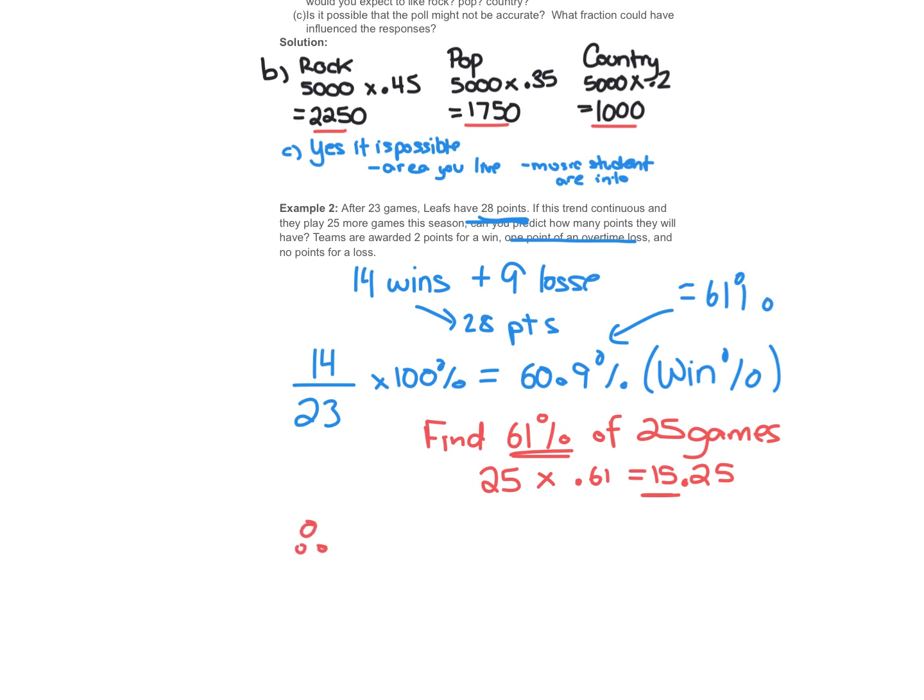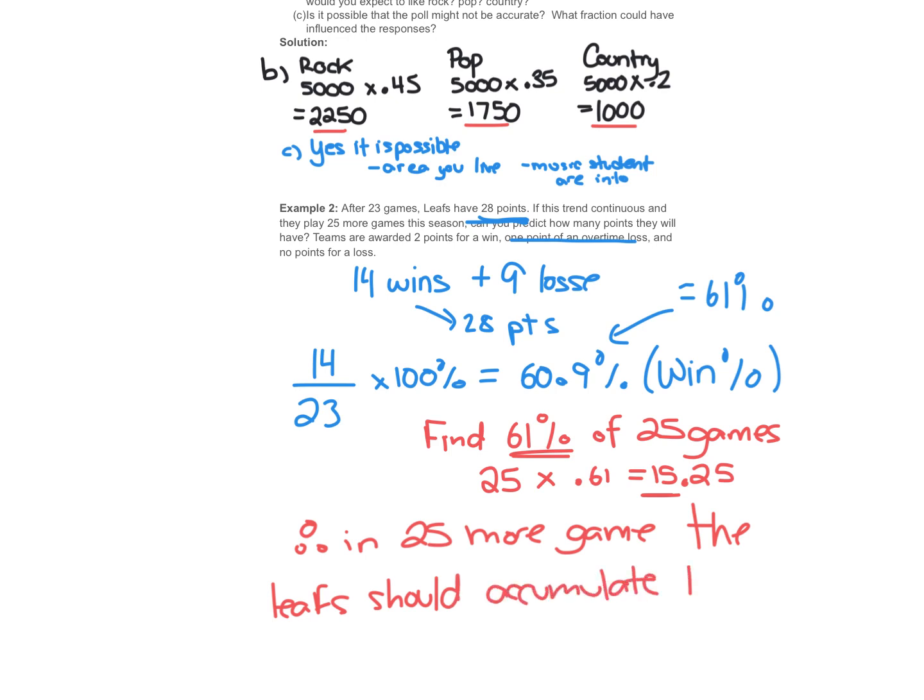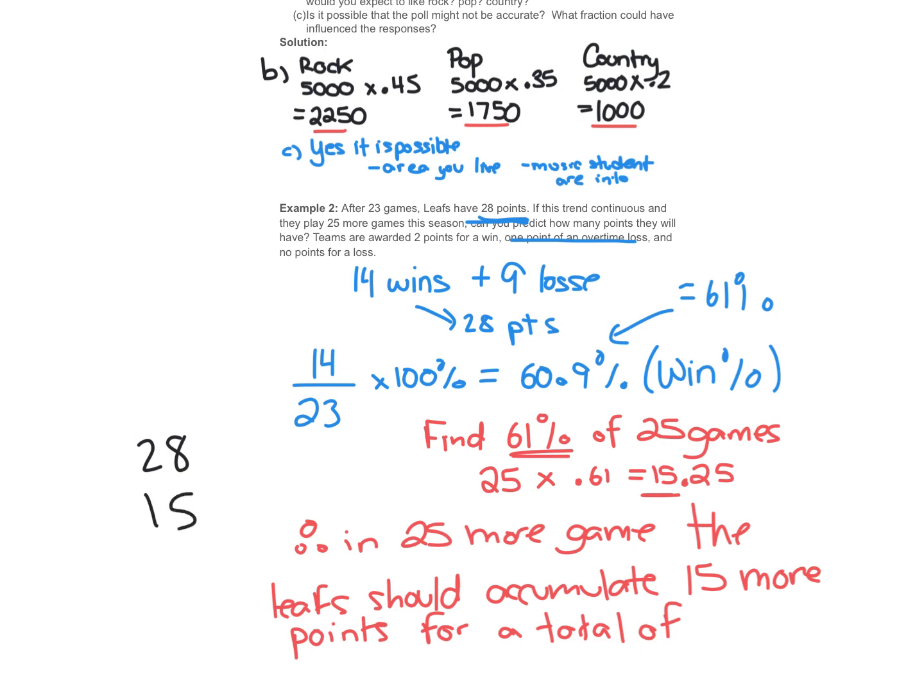Therefore, in 25 more games, the Leafs should accumulate 15 more wins. And so, a little side note, they already have 28 points plus the other 15, right? Oh, but here's the other thing. It's not 15, it's 15 times 2, because that's how many points wins are worth. So now we're looking at points, which should be 30 points.